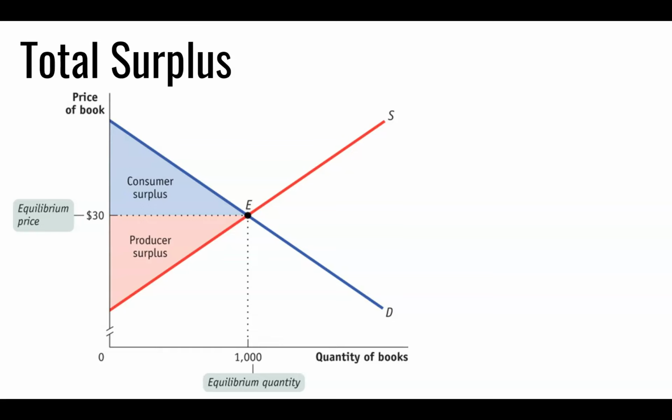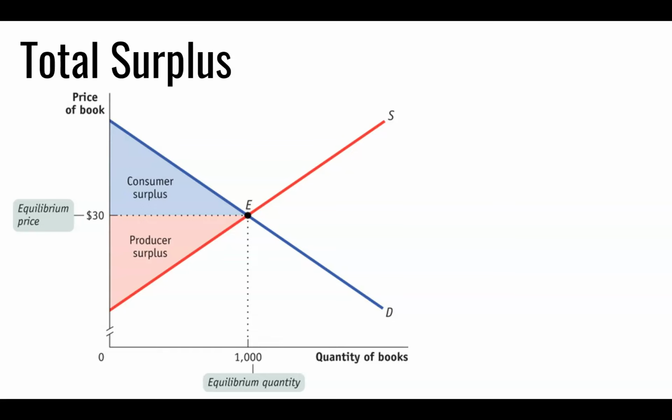If we want to sell 1,001 books, we can't do it without either making the buyer suffer or the producer suffer. But both sides do not benefit. See, before that, between 0 and 1,000, both sides are winning. Both sides are either receiving more money than they needed, producer surplus, or paying less than they were willing to pay, consumer surplus. But in both cases, they win.